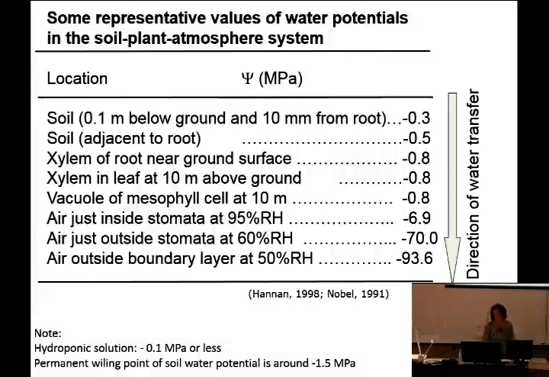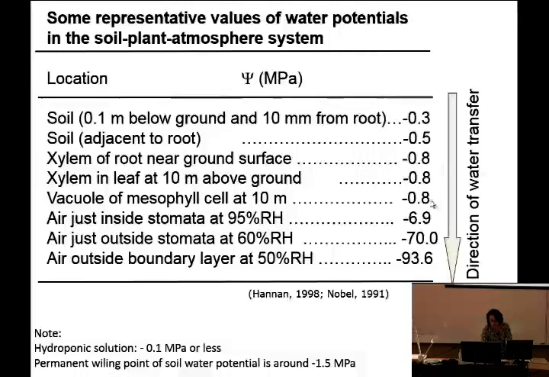Okay, it could be very different value, right? And then adjacent to the root, negative 0.5 megapascal. In xylem, it's about negative 0.8. So, as I said, plant water potential is about negative 1 megapascal. So in this case, 0.8. As you can see, less negative, more negative, even more negative. So you can see the water moving this way from the outside of the roots, nearby roots, and then the xylem in the root. And then inside the plant, it's about the same. There might be differences, but the difference is quite negligible.